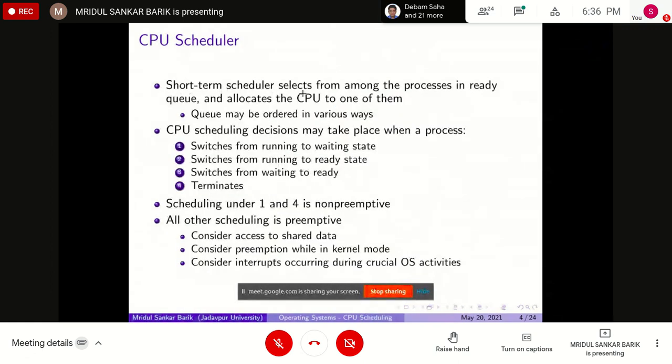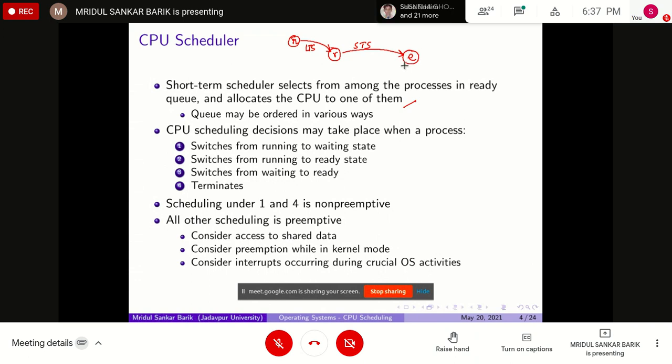So the short-term scheduler selects from among the processes in the ready queue and allocates CPU to one of them. You already know, we have the new state. Let's try to draw this again. So, new state: the long-term scheduler brings one of the processes which is in new state to ready state, and we have multiple processes in ready state. The short-term scheduler selects one of the processes in ready state, and that process currently executes, or is in running state.